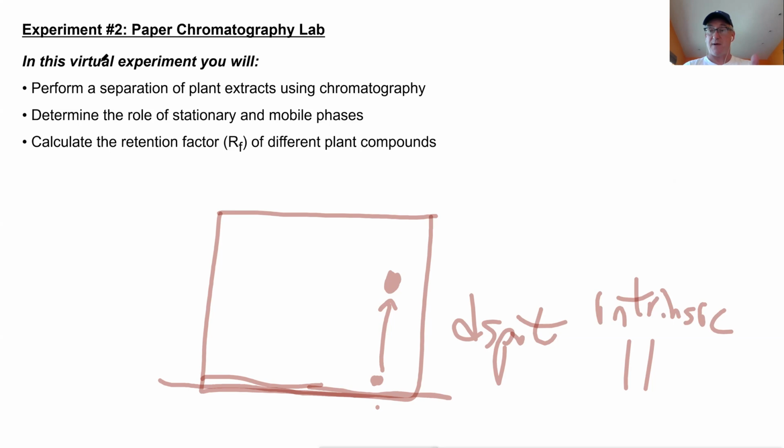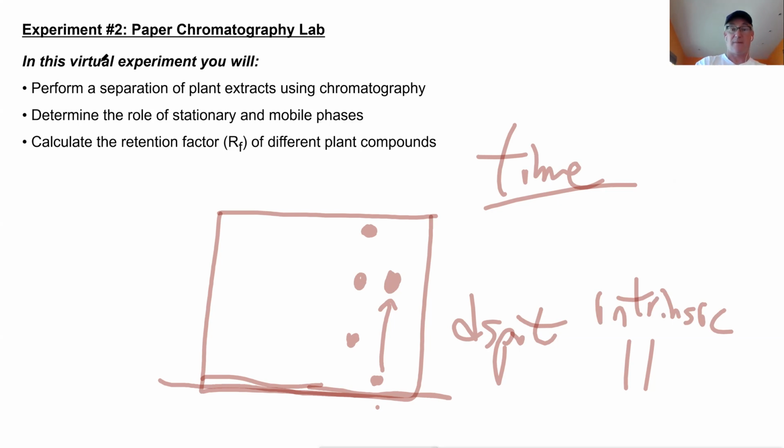The distance the spot moves depends on the time. How long did you leave this in the solvent? If you leave it in for 30 minutes, the spot's only going to move to there. If you leave it in for 60 minutes, the spot's going to move to there. If you leave it for 90 minutes, the spot's going to move to there. So the distance the spot moves is dependent on the time. And if it's dependent on the time, it's not an intrinsic property.